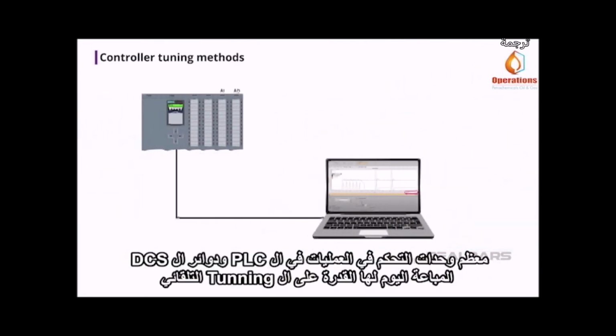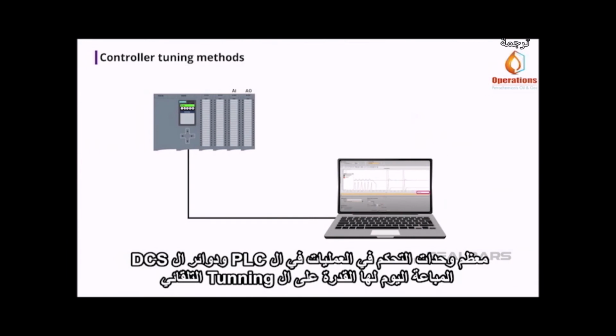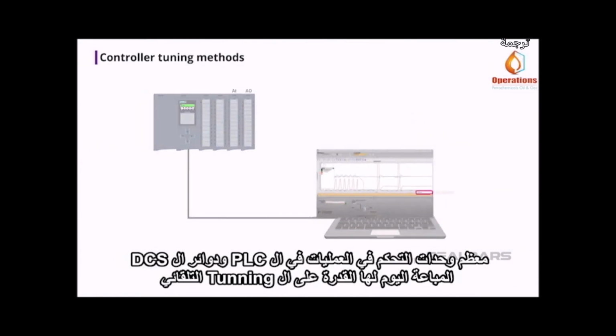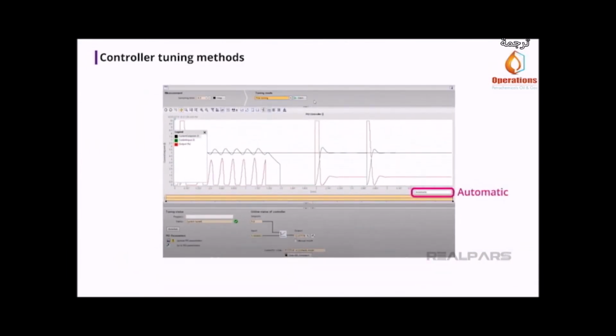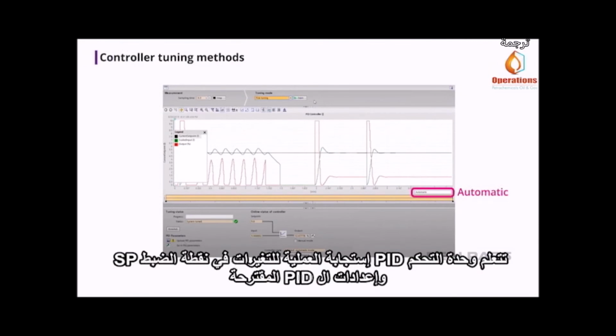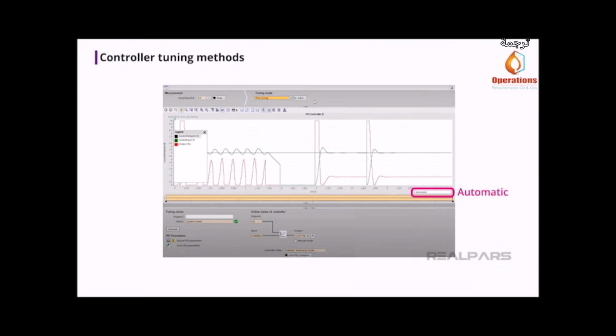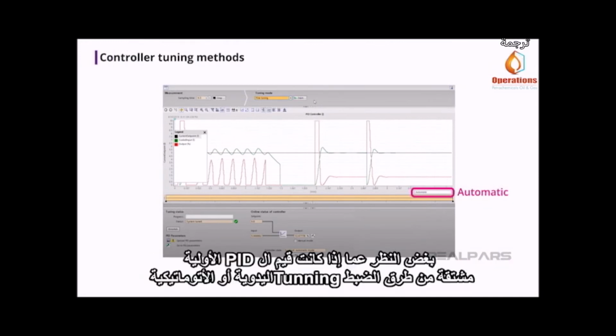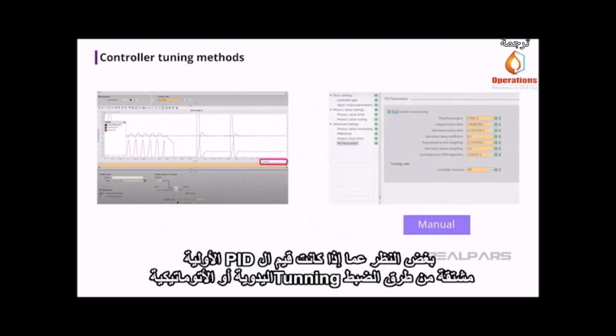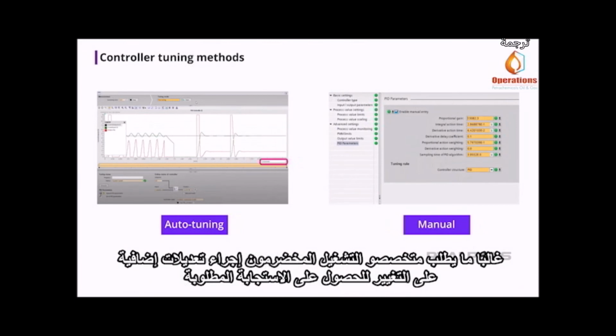Most process controllers, PLC, and DCS loop controllers sold today have auto-tuning capability. The PID controller learns how the process responds to a change in set point and suggests PID settings. Regardless of whether the initial PID parameters are derived from the manual or auto-tuning methods, additional tweaking is often required by seasoned automation professionals to get the response desired.